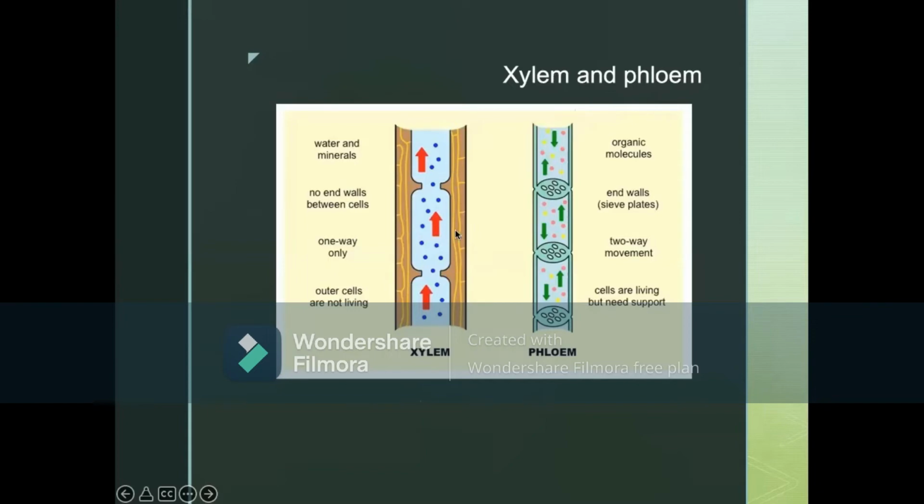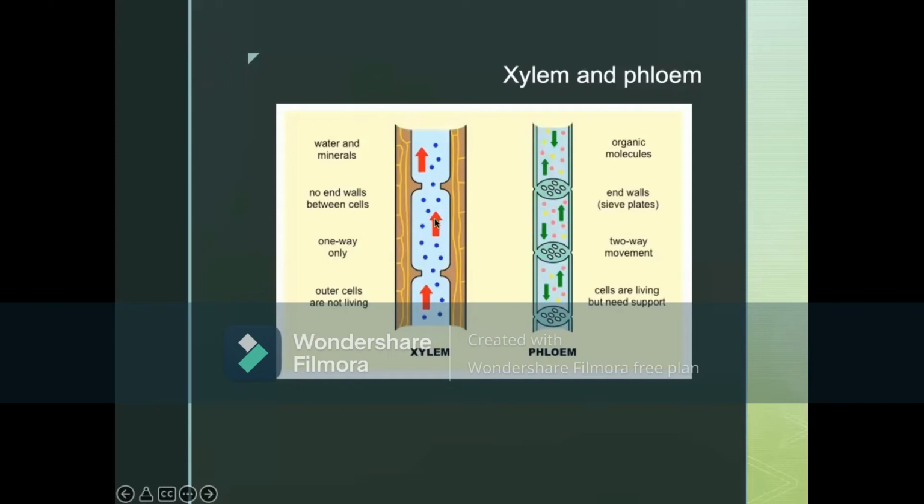As you can see here in this picture, the xylem is responsible, as we said, for the water and mineral transport. And we can see that there's only one way of transport, and that is from the roots to the leaves. Now, let's make sure that we understand this flow: easy flow of water and minerals is present. No end walls means that the tube becomes hollow, and it is easy for the water to flow.